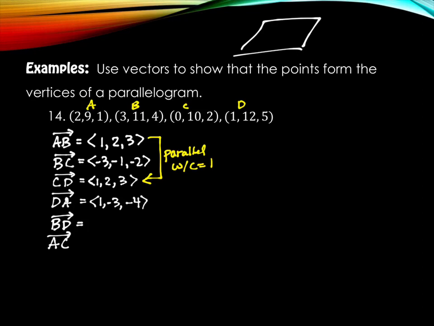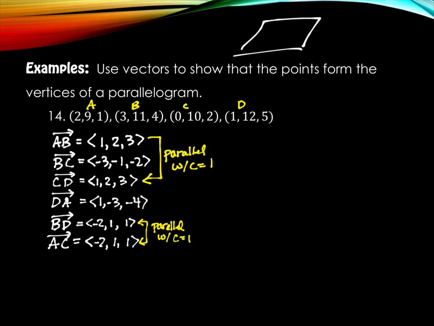Okay, so BD would be -2, and then 1 and 1. And AC is -2, 1 and 1. There they are. So these are also parallel, actually equivalent, like we said, with C equal to 1.